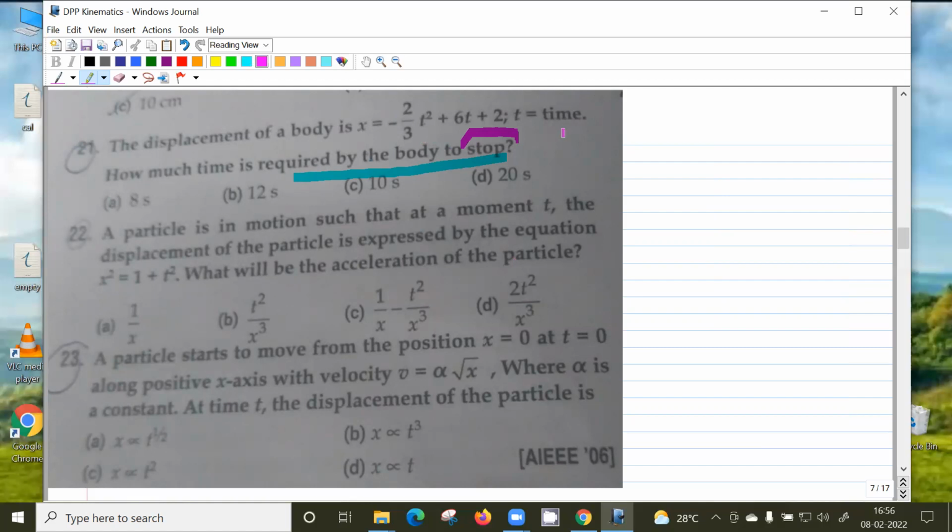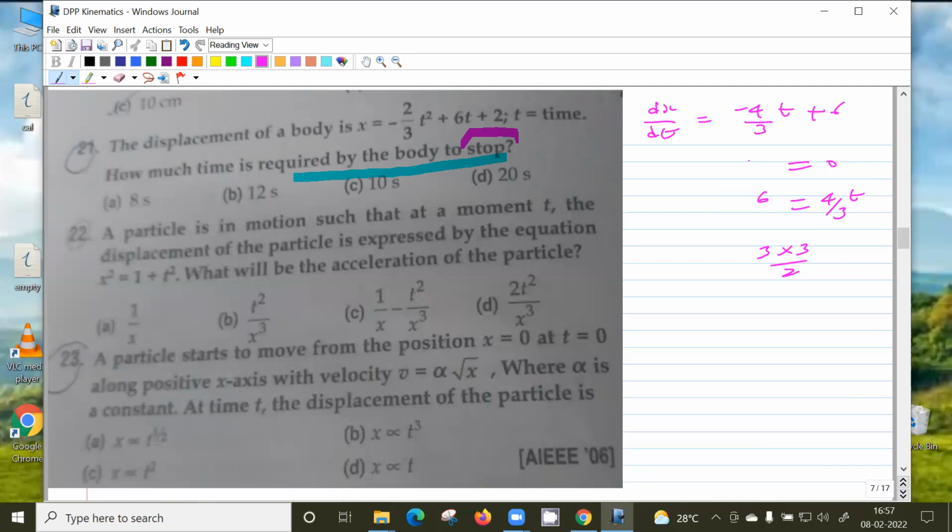I didn't get the right answer, sir. What answer did you get? dx by dt is 9 by 2 minus 4 by 3 t plus 6. So this thing should be 0. So 4 by 3 t is 6. So that is 3 into 3 by 2, so 4.5. It is not in the options.